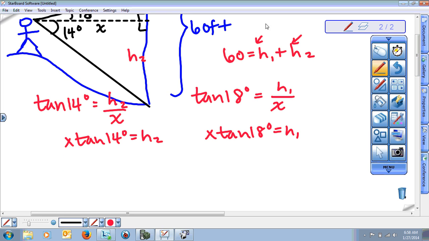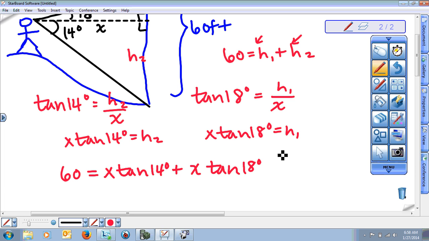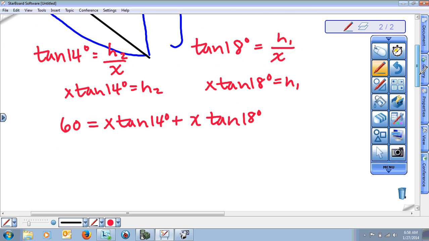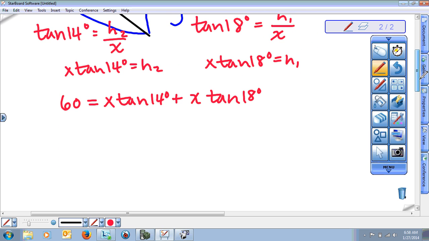Those two things are going to add up to 60. So 60 feet equals x times tangent 14 degrees plus x times tangent 18 degrees. So you don't have numbers yet. You got rid of your h1 and your h2 by plugging those in, and now you're trying to solve for x. So we need to think about our algebra. We know how to factor.